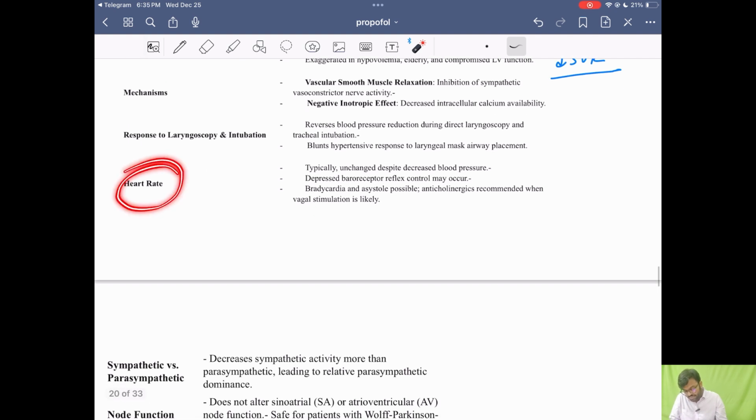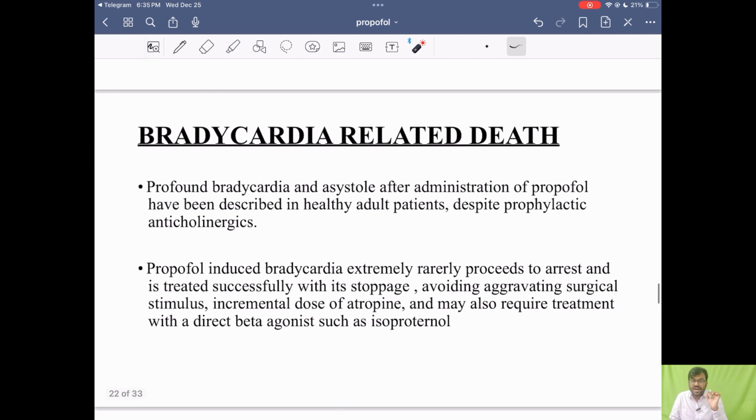Propofol has been reported to cause bradycardia-related death in a few studies. There is profound bradycardia and asystole after administration of propofol in healthy adult patients, even if you have given prophylactic anticholinergics in pre-medication. But it is very rare, and it rarely proceeds to arrest.